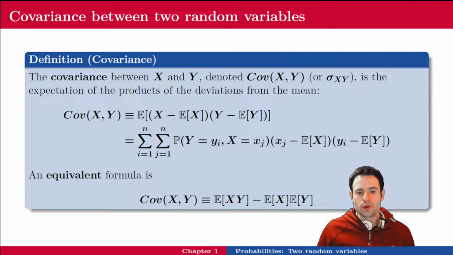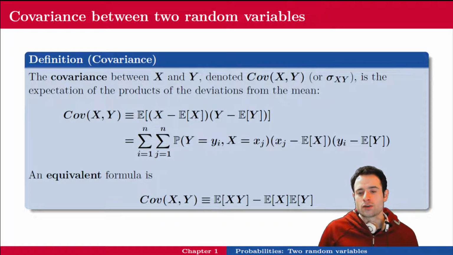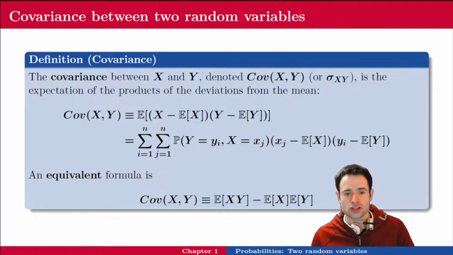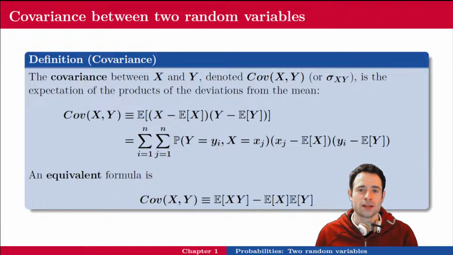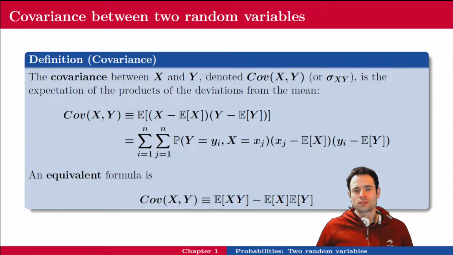The covariance between x and y, which is denoted cov(x,y), or we also use the Greek letter sigma with xy as a subscript, the same way we would use sigma squared x for the variance, is the expectation of the products of the deviations from the mean. Again, super tedious term to talk about. The formula is actually easier to look at.